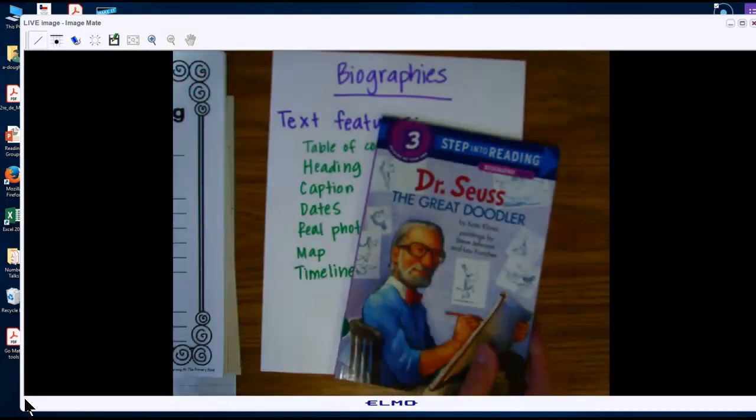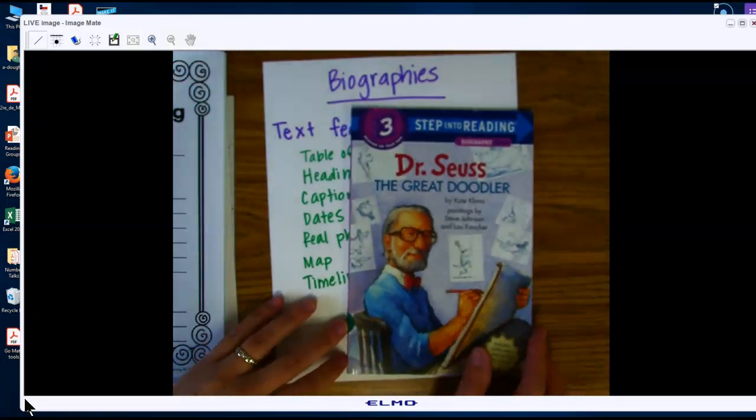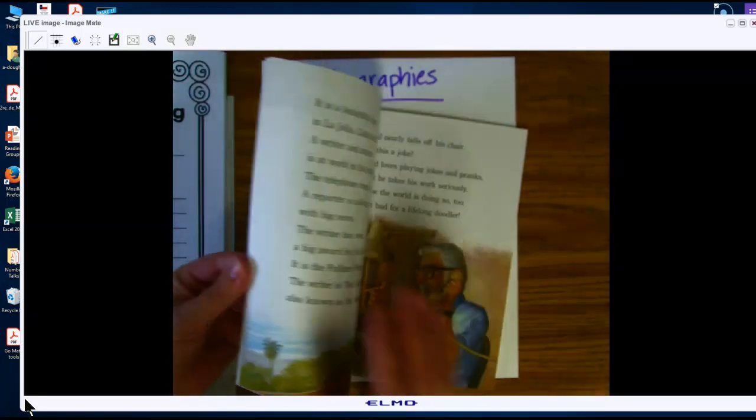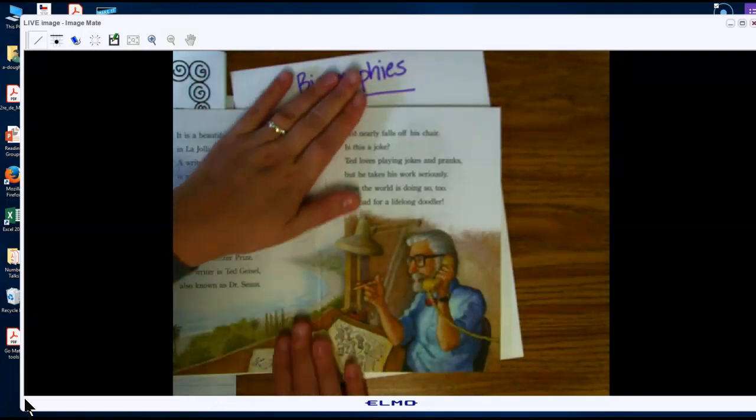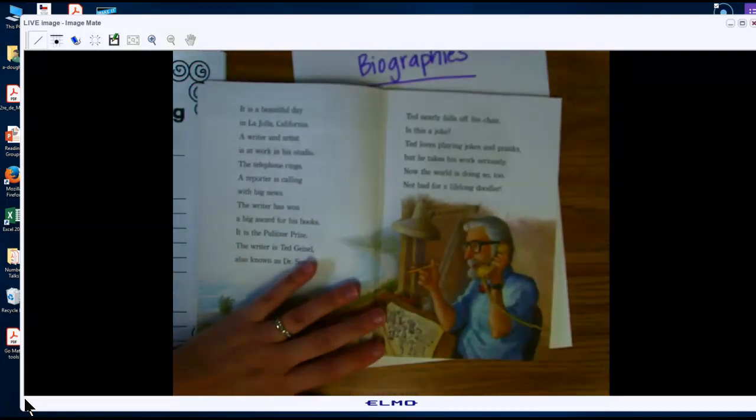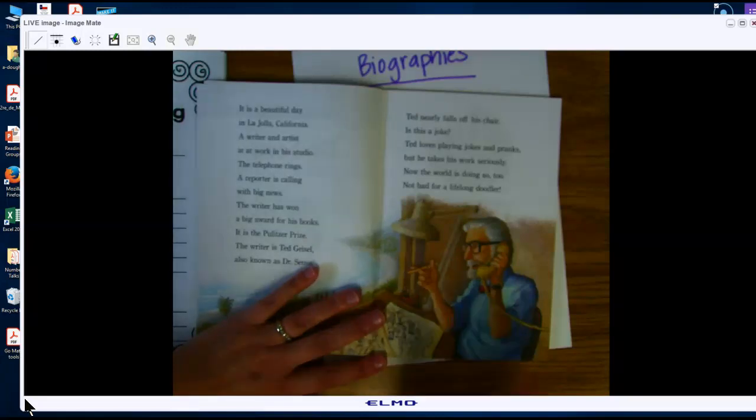So I'm going to read Dr. Seuss, the Great Doodler. Remember, next week is Read Across America, Dr. Seuss Week. It is a beautiful day in La Jolla, California. A writer and artist is at work in his studio. The telephone rings. A reporter is calling with big news. The writer has won a big award for his books. It is the Pulitzer Prize.